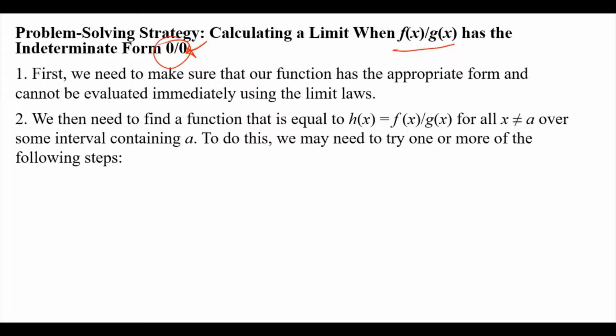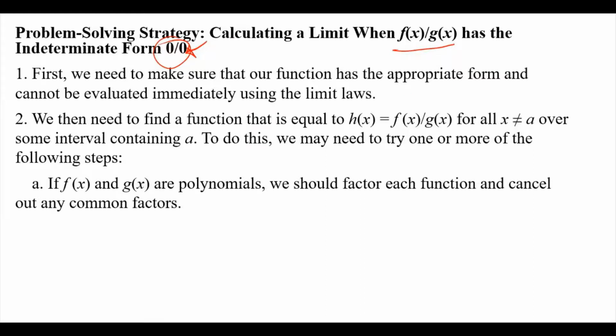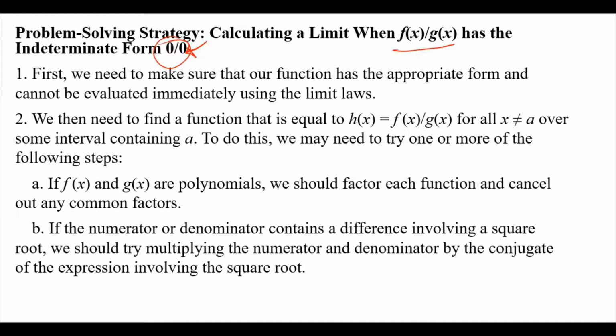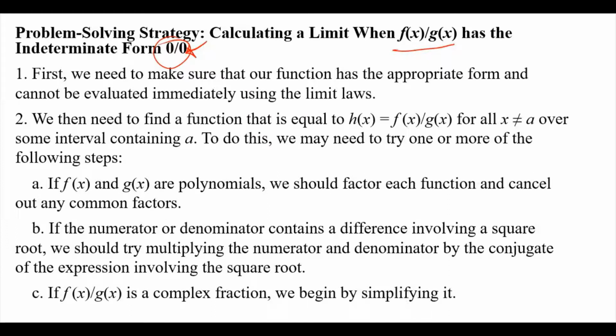So this sounds hard, but it is not really. The first thing that we can try is if f of x and g of x are polynomials, we should factor each polynomial and cancel common factors. And I will give you examples later on. The second thing that we can try is if the numerator or denominator contains a difference involving a square root, we should try multiplying the numerator and the denominator by the conjugate of the expression involving the square root. And I will show you an example as well. The last step that we can try is if f of x over g of x is a complex function, we begin by simplifying it. Last, we apply the limit laws that we know, and we will then be able to solve the limit.